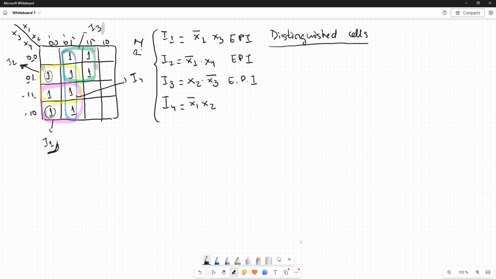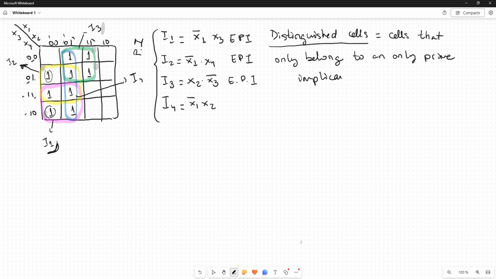Well, I'm going to write the definitions because I don't remember if you have this definition in the slide. So, cells that only belong to only one prime implicant. So this is the definition. Okay.